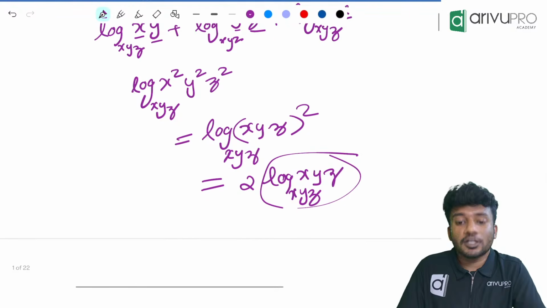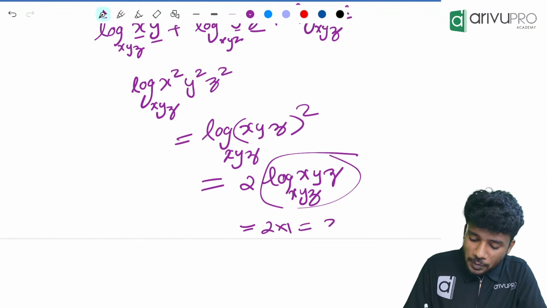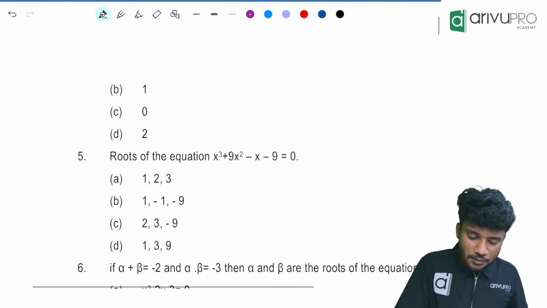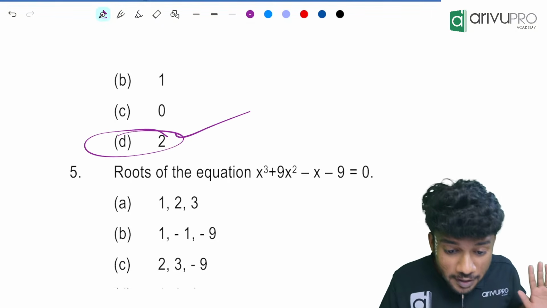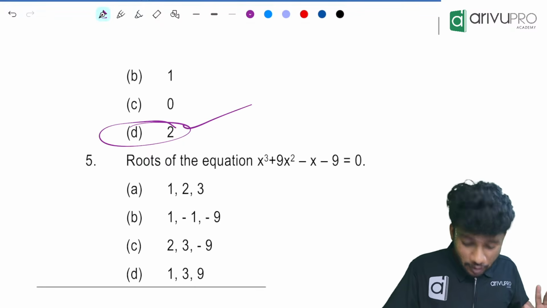This is nothing but what? 1. So 2 into 1 is how much, people? 2. Which option is giving you the answer? Option D is giving you the answer. Very easy answer. I hope that you got it. Krishna Priya, you got the answer. Sanjay, you got the answer.